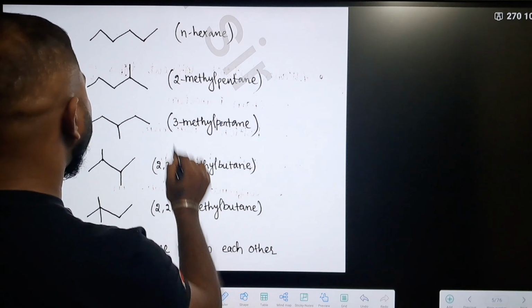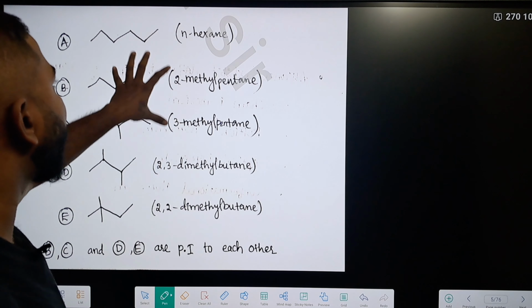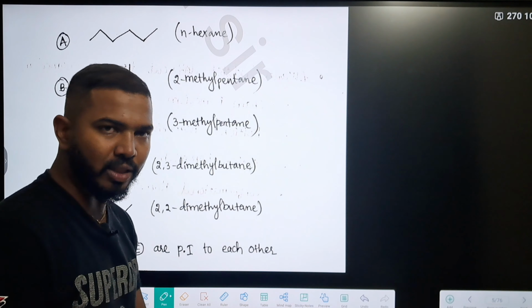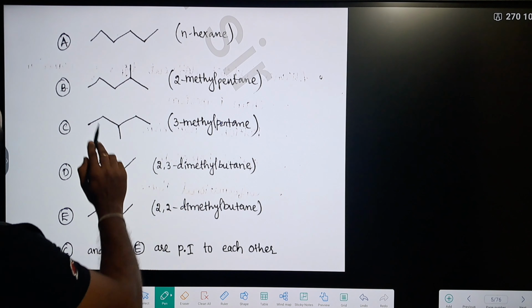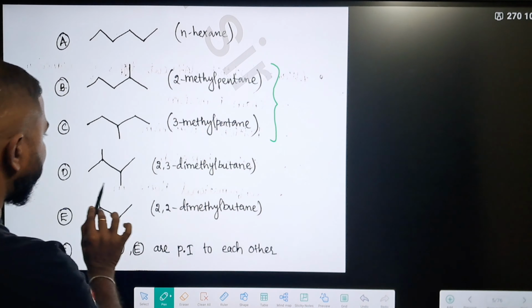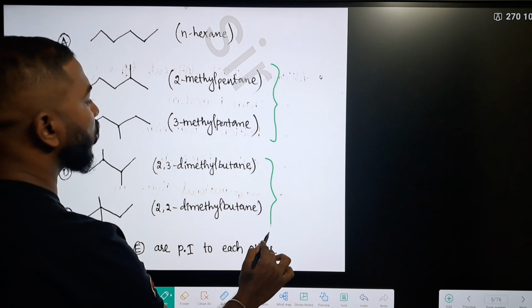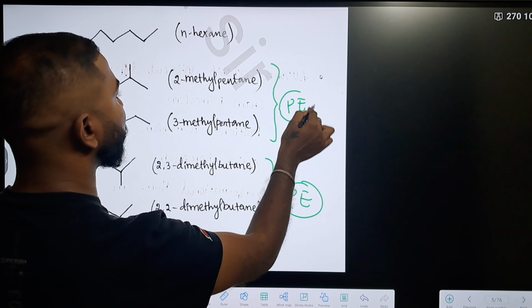Hope you understood. Here we have actually 5 possibilities for C6H14, that is for hexane. But if you see particularly B and C, these two are positional isomers. And when it comes to D and E, these two are also positional isomers. Hope you understood why they are positional isomers, right?